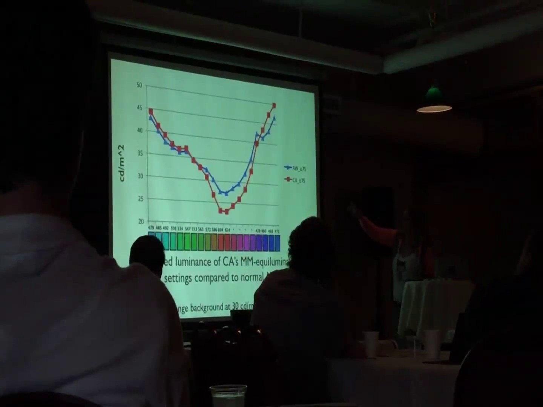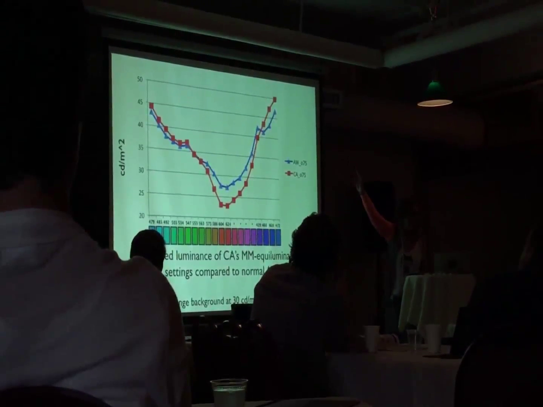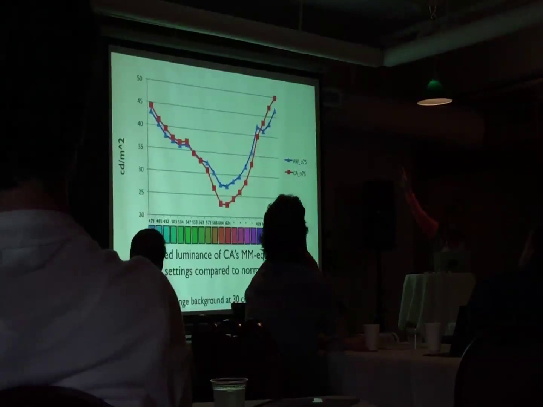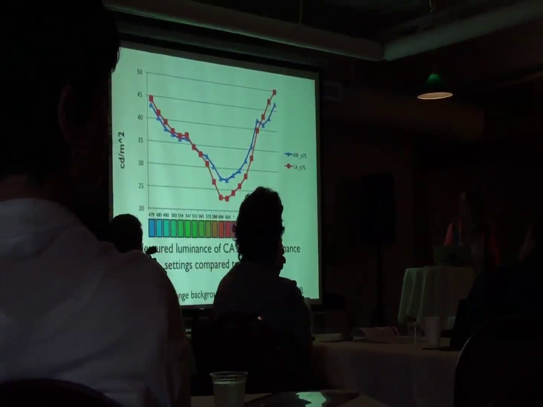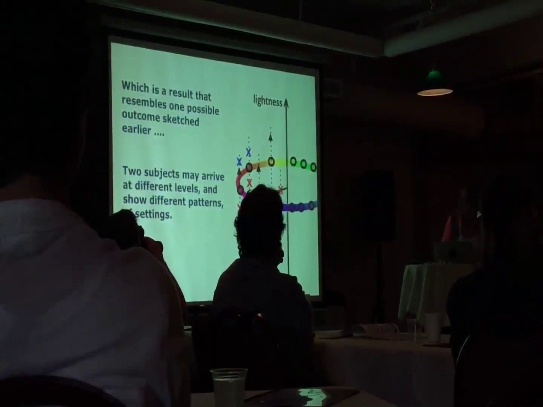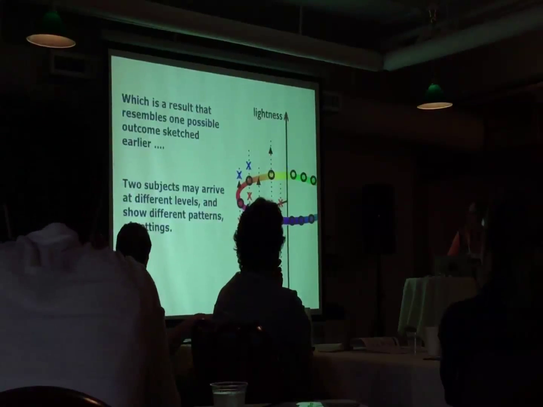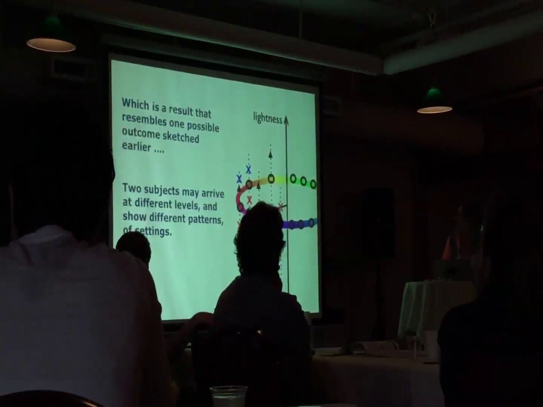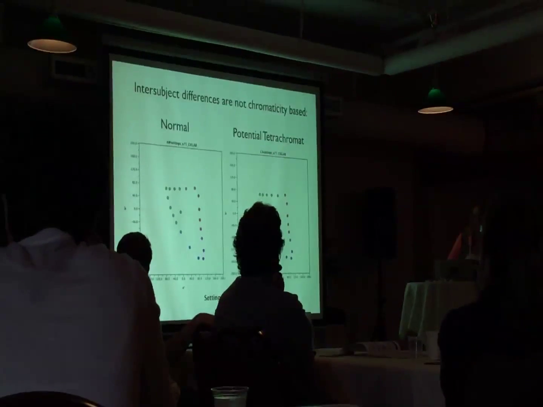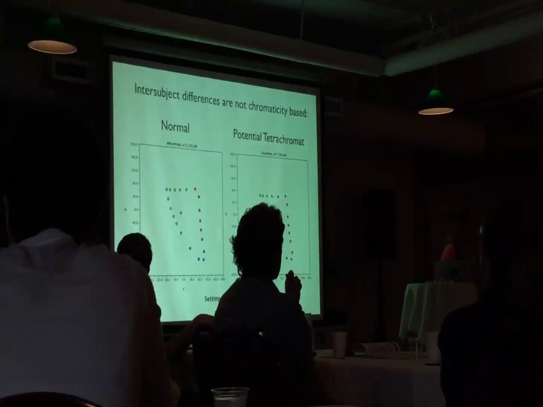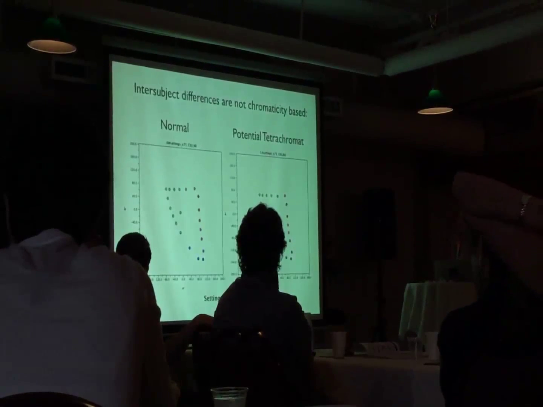The other interesting observation is that her curves are crossing over the normal curves, which suggests this isn't just a simple linear transformation going on between the mixtures of the luminance contributions of the different cone classes. So this result resembles the one I described earlier, where two subjects might arrive at different levels and show different patterns of settings, and that's a very interesting and new result. The other thing we noted was that these subject differences are luminance-based, not chromaticity-based. That's good for confirming the MM isoluminance design and the stimulus that was selected.